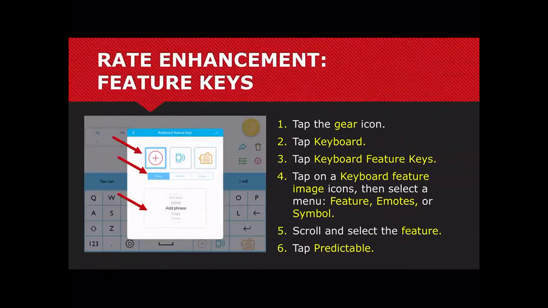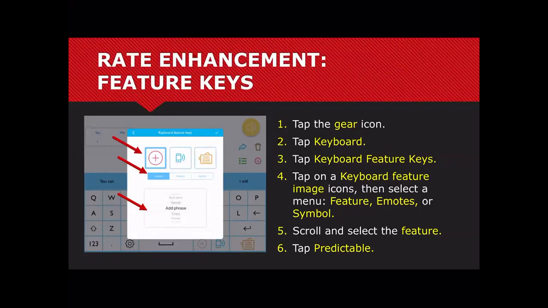Okay, the feature keys. If you tap on the gear icon, and I'll demonstrate this in a second, you go to keyboard, and then you tap on keyboard feature keys, and then you tap on keyboard feature image icons, and then select, and then it'll come up with feature emotes or symbols. And then you want to scroll and select the feature. I like having the plus symbol on there, because it's easy for me to add phrases that way. The phone hold one I really like, which is the little phone with the two sound lines coming off from it. You could have the handwriting one in there. I believe that's what's on my third feature set up right now, but there's a lot to choose from there.